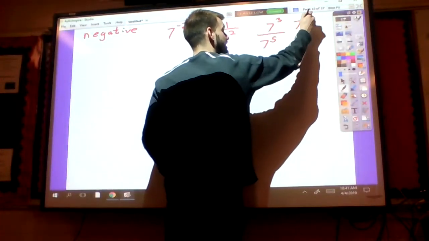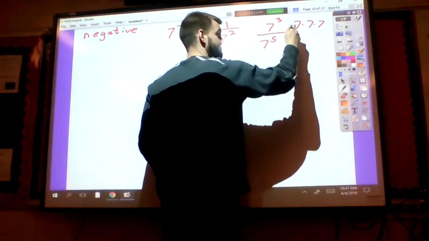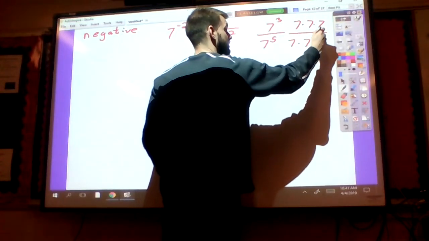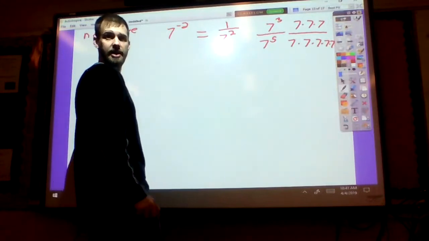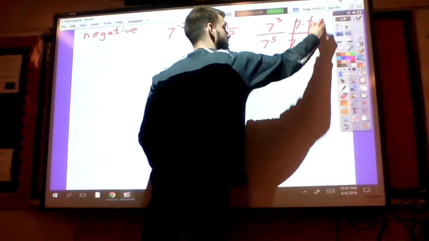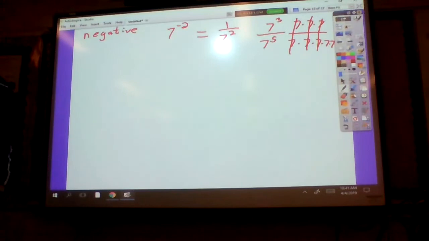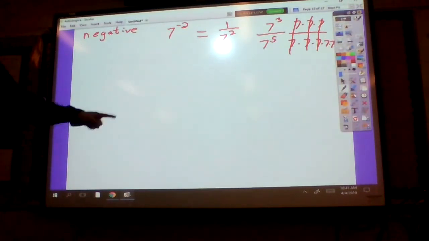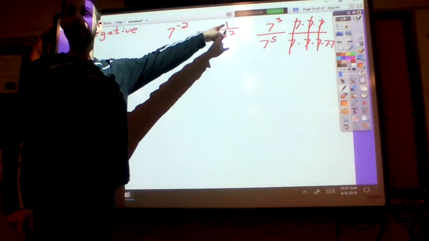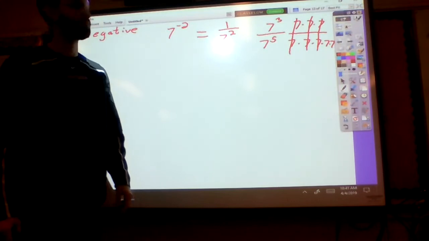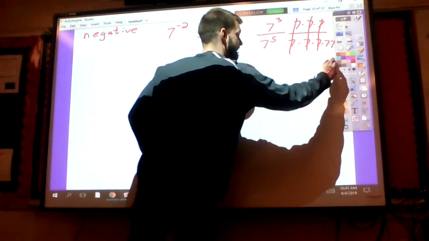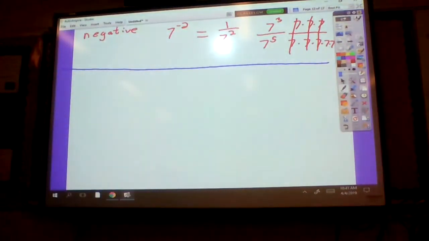Expanded form would be 3 7s on top, 5 7s on bottom, and the 7s would cancel. And what am I left with up there? 2 7s, but are they on top or on bottom? Bottom. They're on bottom, which is why we have a fraction with a 1 on top, and the 7s are on bottom. Okay? That was rule 4.